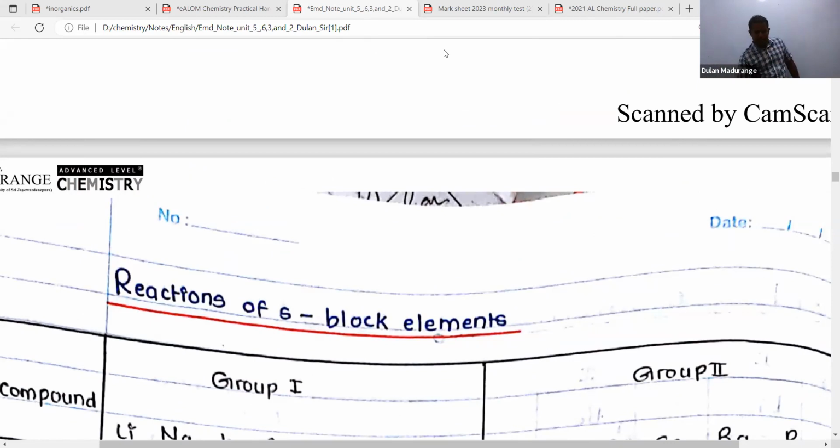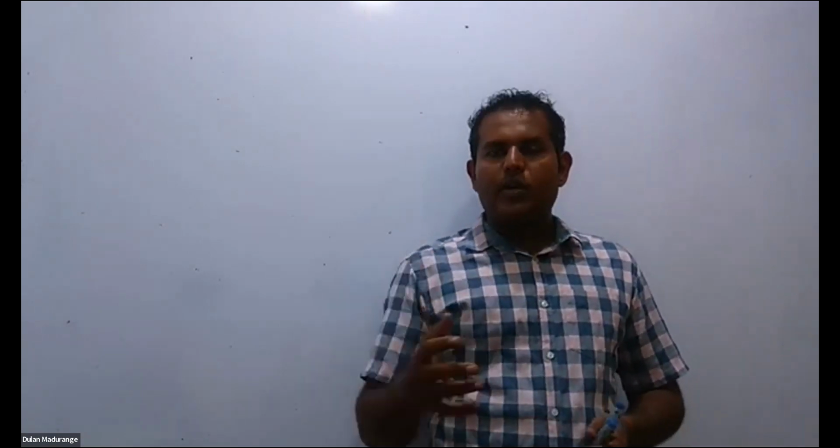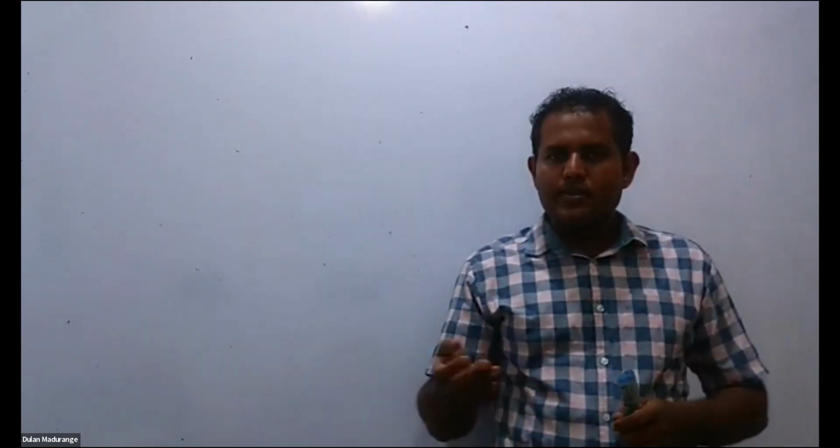Right. Then, from this part you get past paper questions. Directly you get past paper questions from this part. Now we are discussing these reactions of S-block elements as a chart. In today's session I'll be discussing the reactions of S-block elements, basically with water and oxygen. And then in the next day's session we can discuss hydrogen, acids and bases.